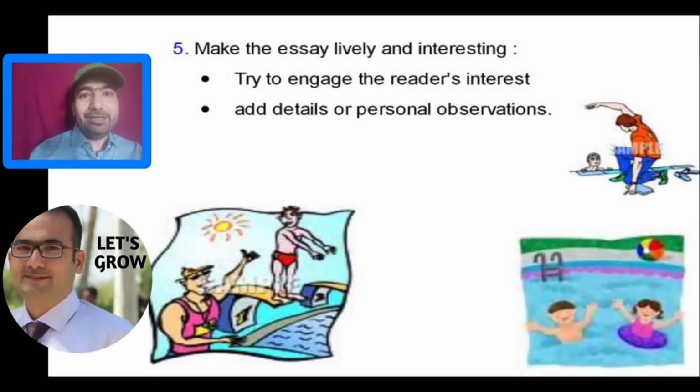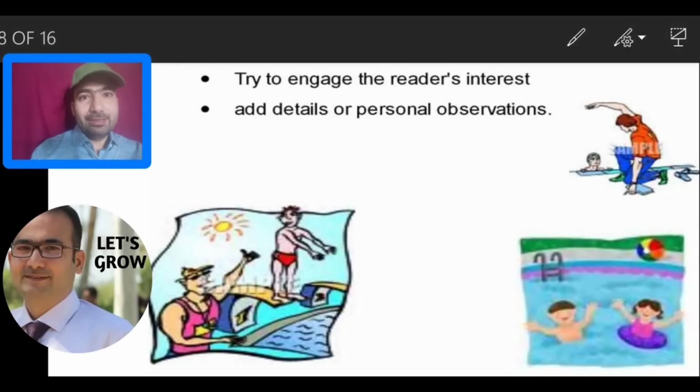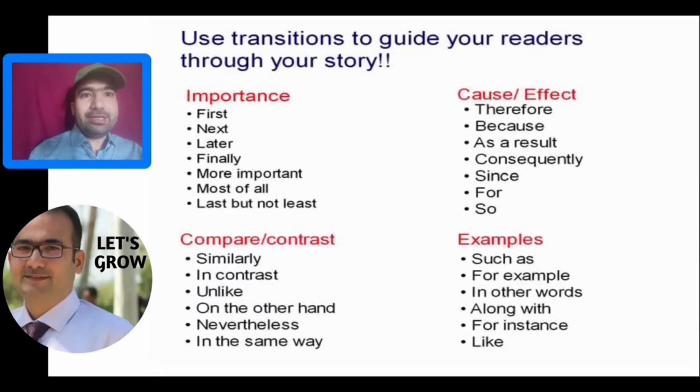Try to engage the reader's interest. Add details or personal observations. This is a personal narrative, so you can have your say. You can share your personal observations. Add details of your feelings. Use transitions to guide your readers through your story. For example, with the chronological order: first, next, later, finally, more important, most of all, last but not least.